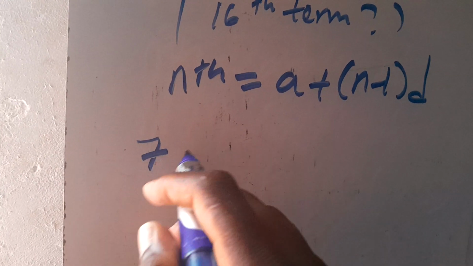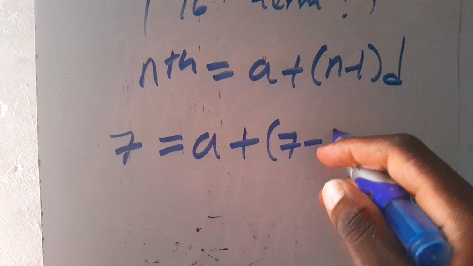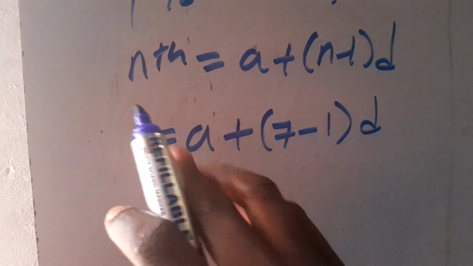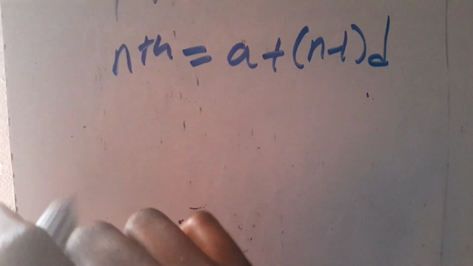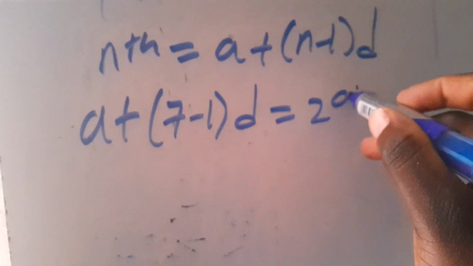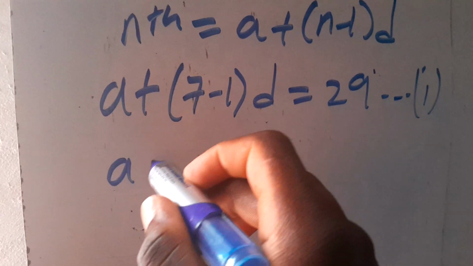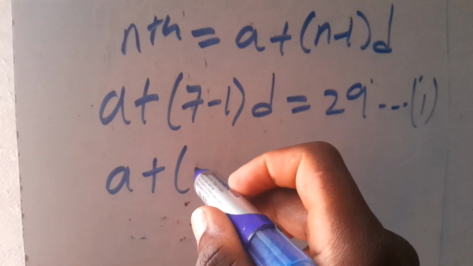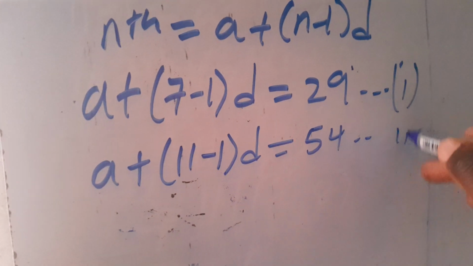In the first case, the nth term is the 7th term. The 7th term is equal to a plus 7 minus 1 times d. The 7th term is 29. Let's have a neat arrangement of this. We will have a plus 7 minus 1 times d is equal to 29. This is our first equation. The second equation, we have been given the 11th term. Now we'll have a plus 11 minus 1 times d is equal to 54. This is our second equation.